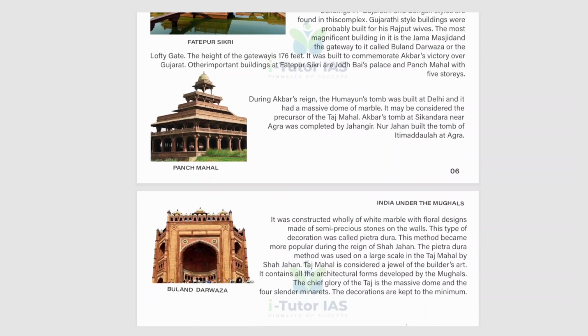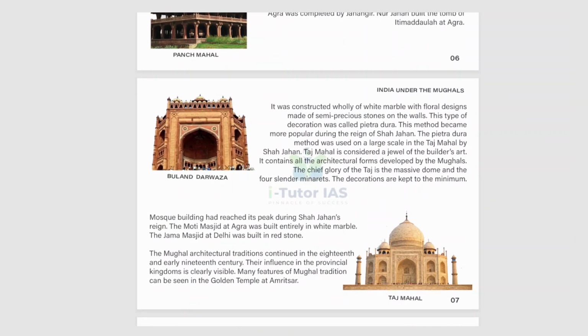During Akbar's reign, Humayun's tomb was built at Delhi, and it had a massive dome of marble, and it may be considered the precursor of the Taj Mahal. And Akbar's tomb at Sikandara near Agra was completed by Jahangir, and Nur Jahan built the tomb of Itimad-ud-Daula at Agra. So many tombs are there in the Mughal time.